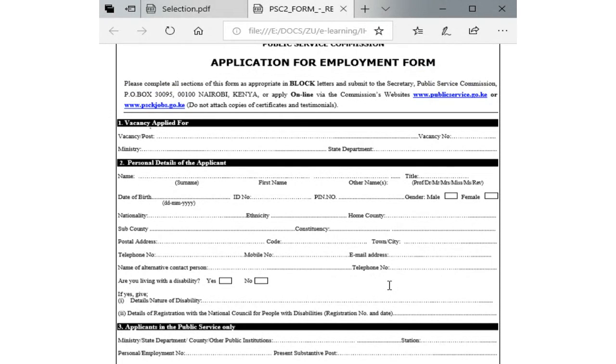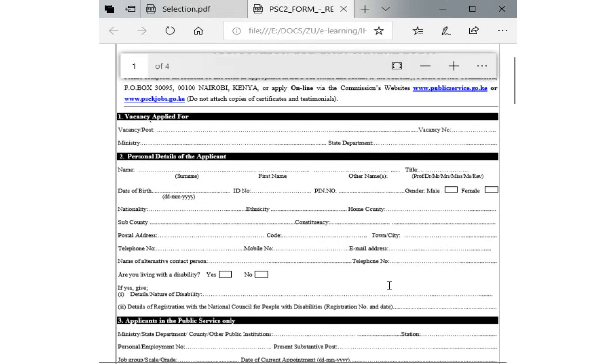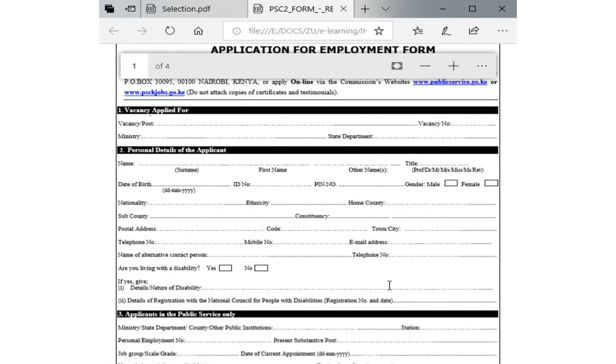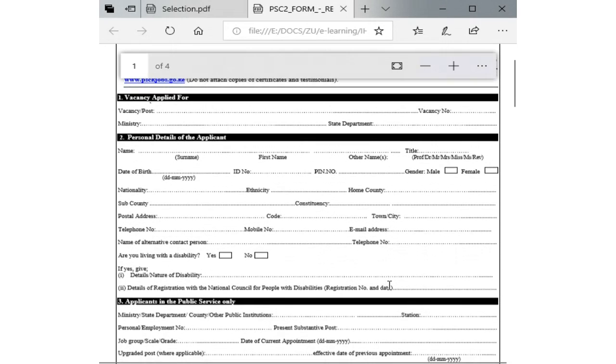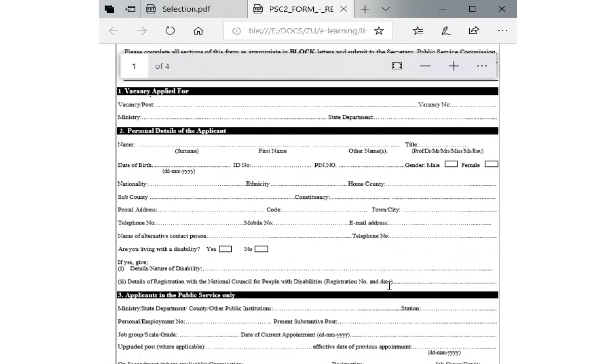And they have said, do not attach copies of certificates and testimonials. Those instructions are very important. Don't attach your certificates and testimonials. Just fill this form and drop it there. Or fill it online, where you'll create your sign up, and then you'll be logging in to check your status after applying. Then your sub-county, you need to know your sub-county, your constituency, postal address, all those are personal information. And they ask you, are you living with a disability?